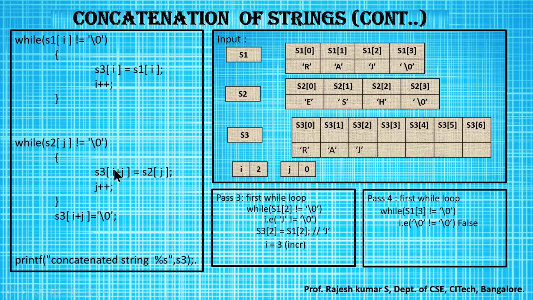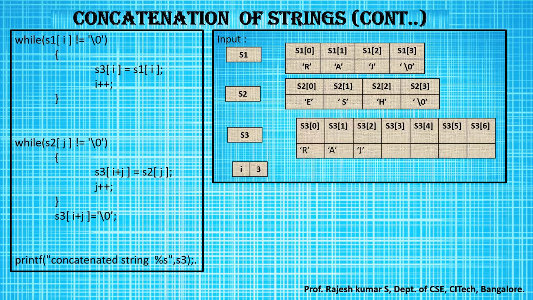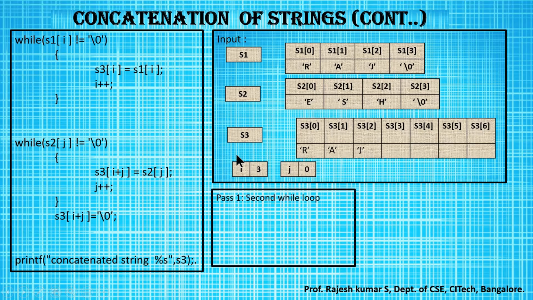When I write I plus J, we know the I value. The updated I value is 3. 3 plus the J value, which is 0. 3 plus 0 is 3. At location 3, I want to store E. So you can observe here the updated I value I've shown here, and the J value, initially the J value will be 0. So in the second while loop, when J value is 0, S2 of 0 not equal to null. Yes, it is not equal to null because S2 of 0 is E.